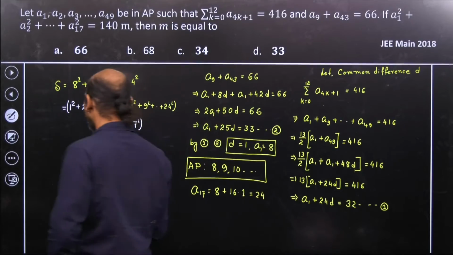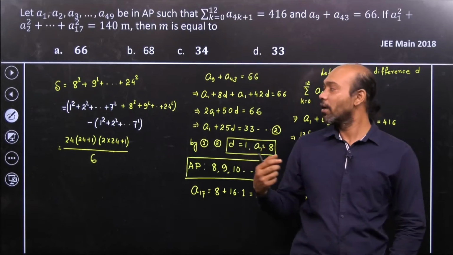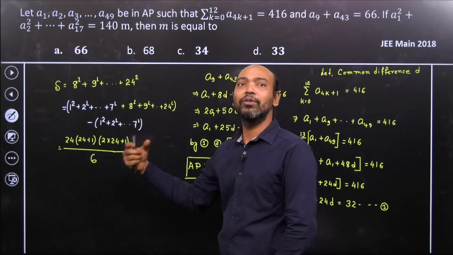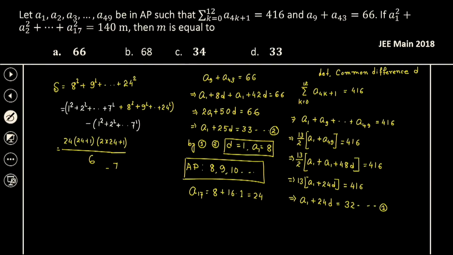That formula we know. Let's write it down: n into (n plus 1) into (2n plus 1) divided by 6. For n equal to 24, that gives you the first series sum. For the second term we take the same formula for n equal to 7. So that implies 7 into (7 plus 1) multiplied by (2 into 7 plus 1) divided by 6. Now we need to calculate that, and after the proper calculation we'll get the answer.